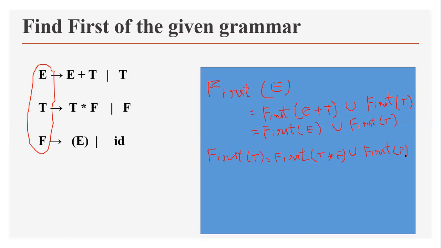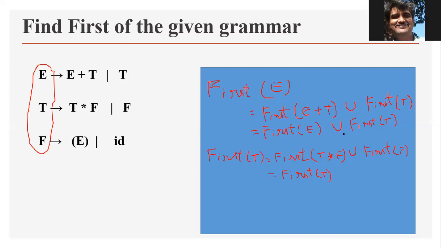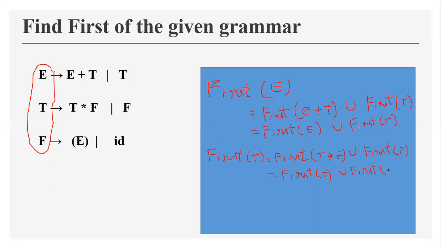Now, first of T star F is equal to first of T itself, because T is not deriving any epsilon in the production, is it not? So it is first of T itself. Each step you mention clearly so that the confusion will not be there. First of T union first of F. This is an important procedure, first and follow finding in compiler design. Now we'll find what is first of F.